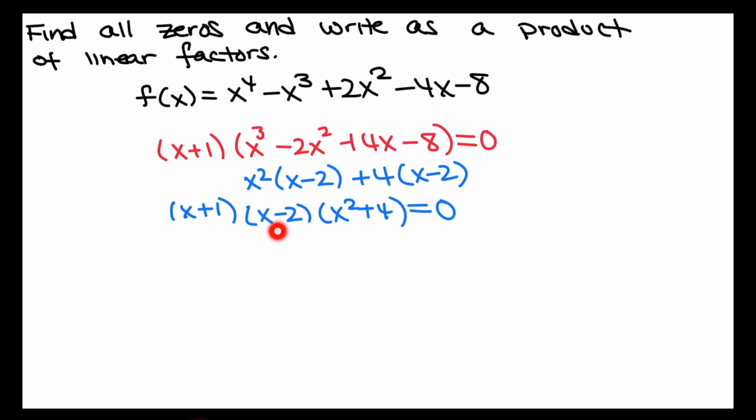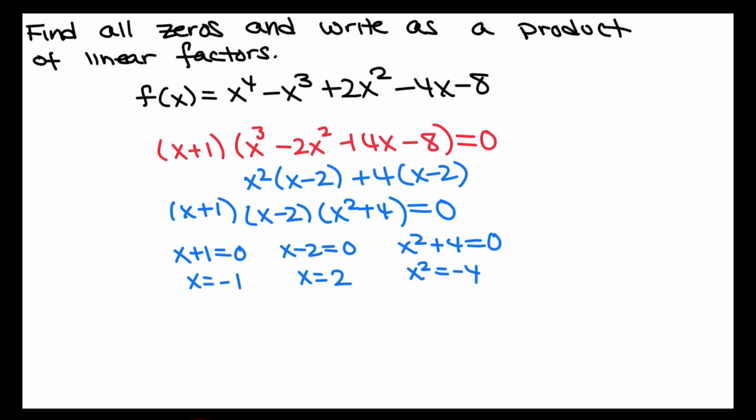So the x minus 2 goes out front. I'm left with an x squared plus 4. And then we still have this factor of x plus 1. So I've got x plus 1, x minus 2, x squared plus 4. If we're trying to find zeros, we're setting this equal to 0 and solving. So each of the factors could equal 0. If x plus 1 equals 0, x equals negative 1. If x minus 2 equals 0, x equals 2.